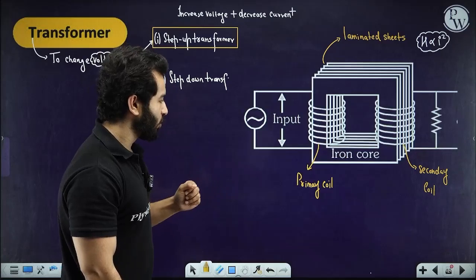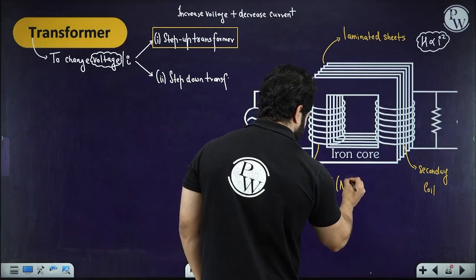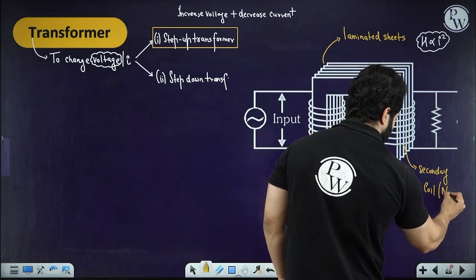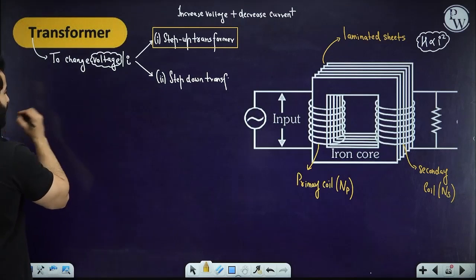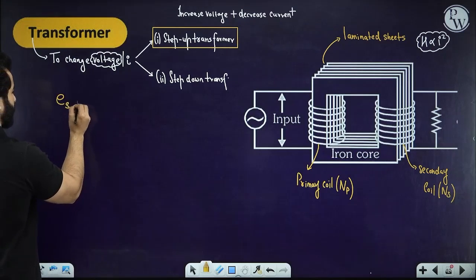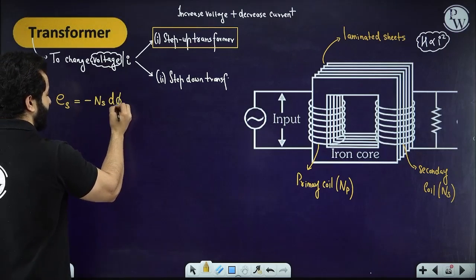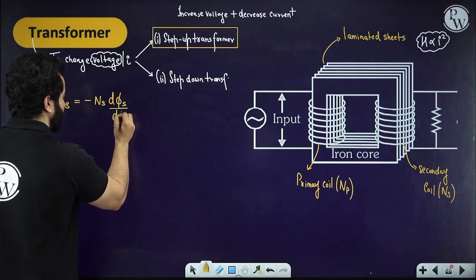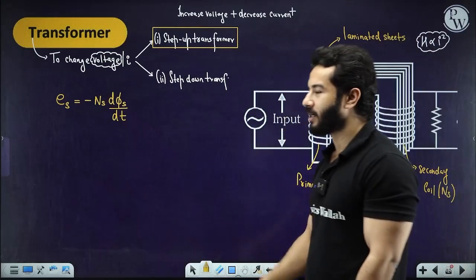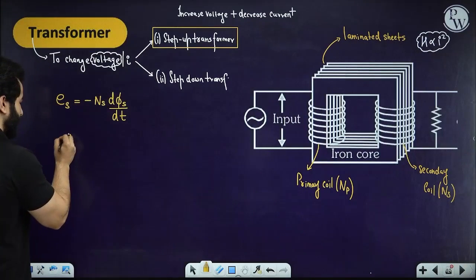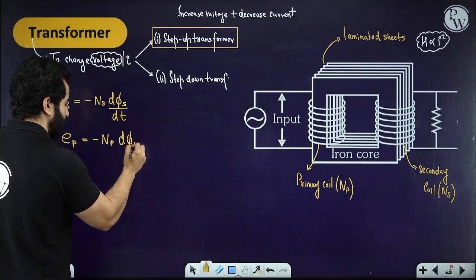Now again, we know a few things. Let's suppose the primary coil has number of turns NP, and the secondary coil has number of turns NS, right? Now the induced EMF in the secondary coil will be equal to minus NS d phi S by dt, the change in flux in that coil divided by dt. Hopefully everything is clear. This is nothing but Faraday's law. Similarly, EP can be written as minus NP d phi P by dt.